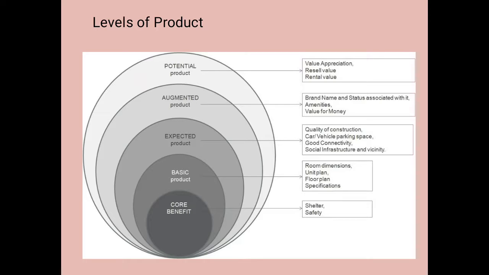Levels of a product, also called the product hierarchy, where you find that every product has some core benefit within itself. That is, what is the major purpose of existence of a particular product. Coming to the next level, which is the basic product, that talks about the basic characteristics of that particular product. And then the expected product, that is, what are the minimum expectations that customers can have.